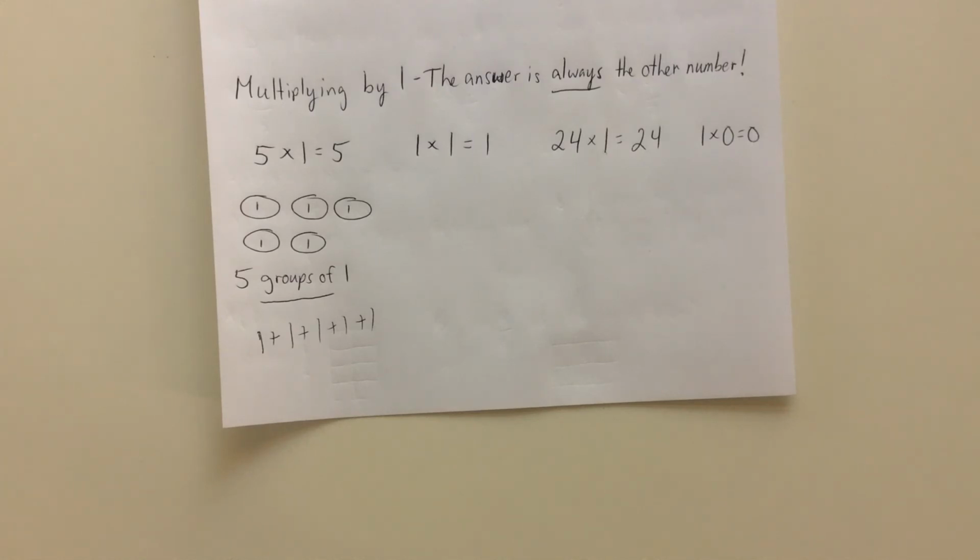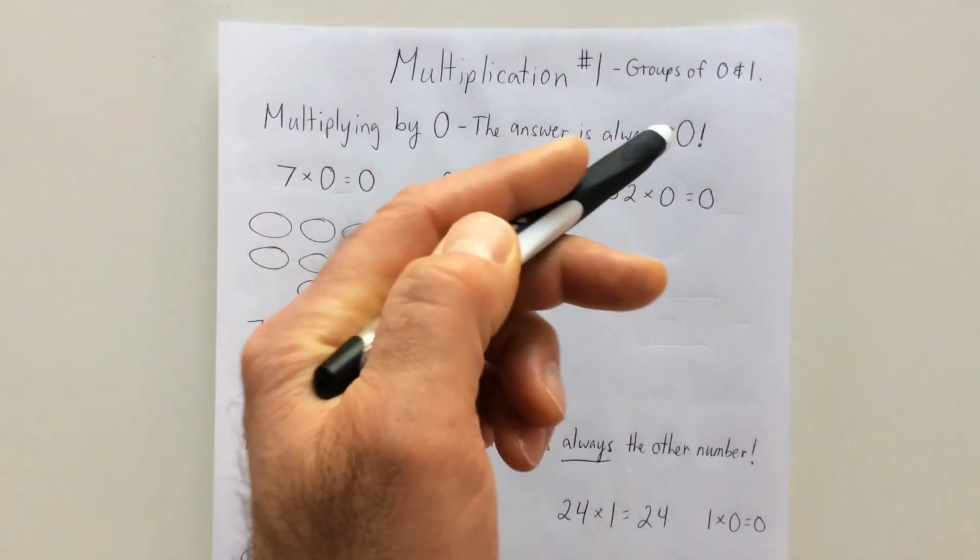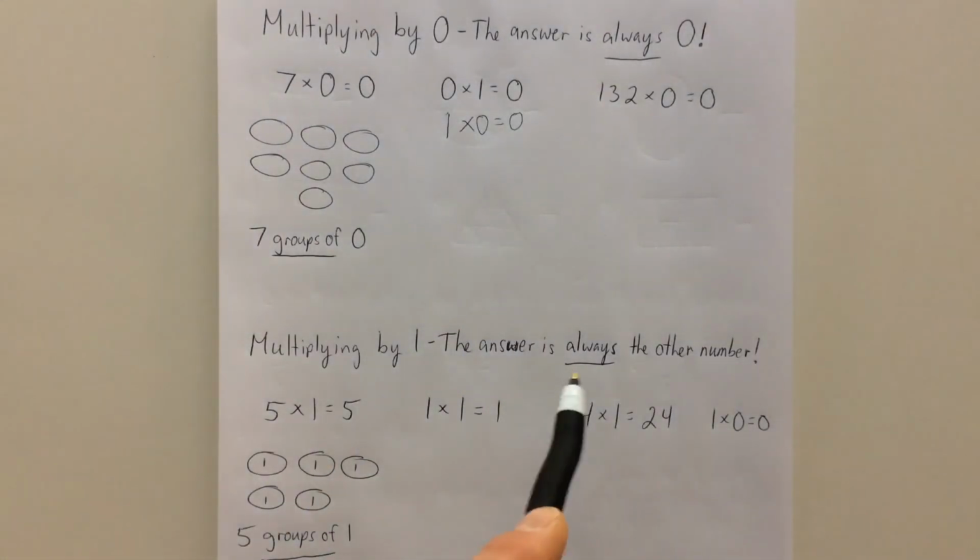Just a reminder, right? Multiplying by 0, the answer is always 0. And multiplying by 1, the answer is always the other number that you're multiplying by. All right.